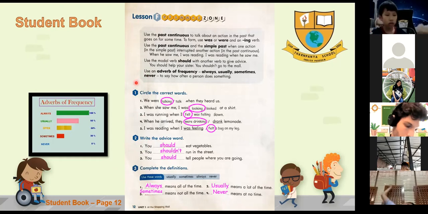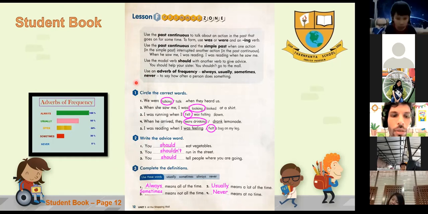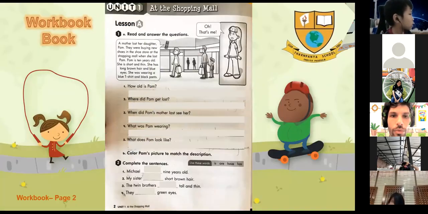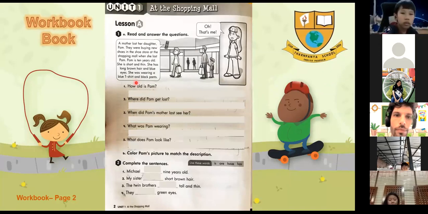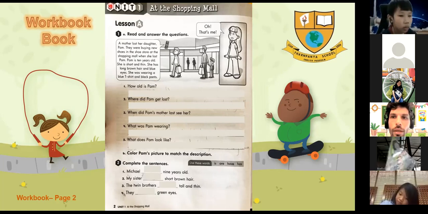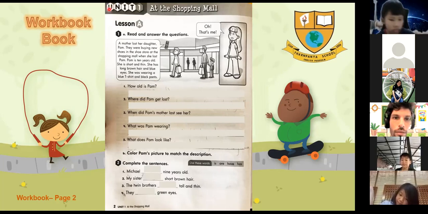We have 10 minutes. Let's go to the workbook. Okay, let's go to page number 2. Page number 2. Let me see if we have time. We have 10 minutes.